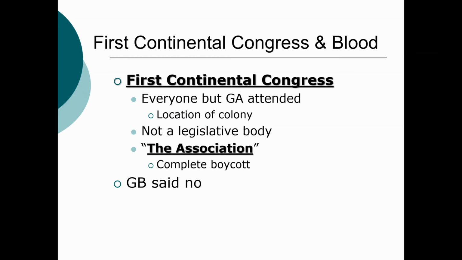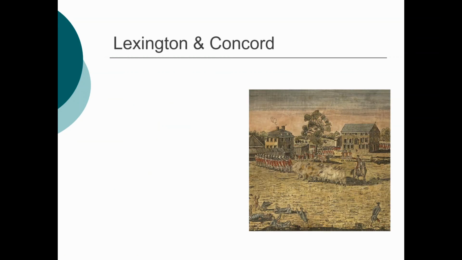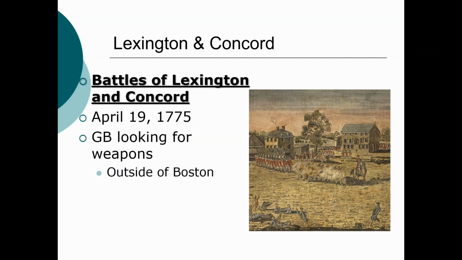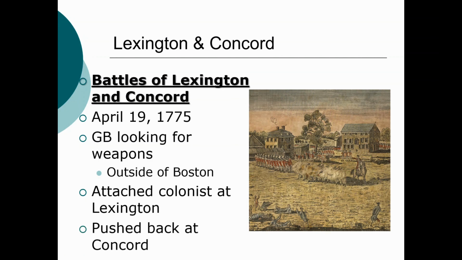So this leads us to first blood: Lexington and Concord. The Battle of Lexington and Concord, which is actually two battles. April 19th, 1775. Great Britain was looking for weapons that the colonists had outside of Boston. They're going to attack the colonists at Lexington. The British will win. And then they'll go to Concord, and the colonists will come back together, and they'll actually push the British outside of Concord.